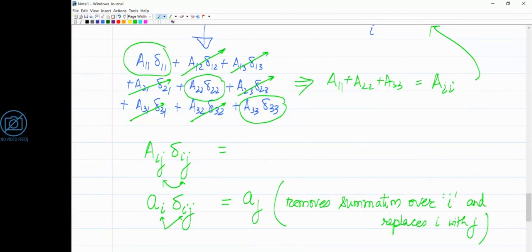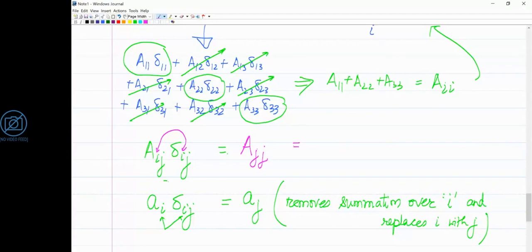So if you apply this logic here, think that i is repeating here, okay? When you apply this logic, it says you have to remove the summation over i. So essentially you replace i with j. In a_ij, you replace i with j. This is a_jj.